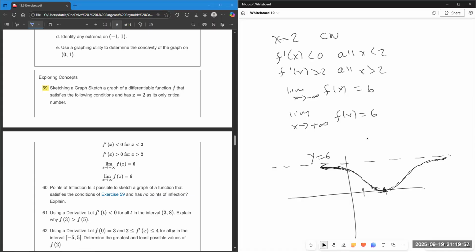This is a potential graph there for number 59. I don't have an equation for it, but I'm sure you could find something to make a model kind of like that. All right. Again, sorry this one was so long. The next one won't be nearly as long. It's just kind of difficult to do.